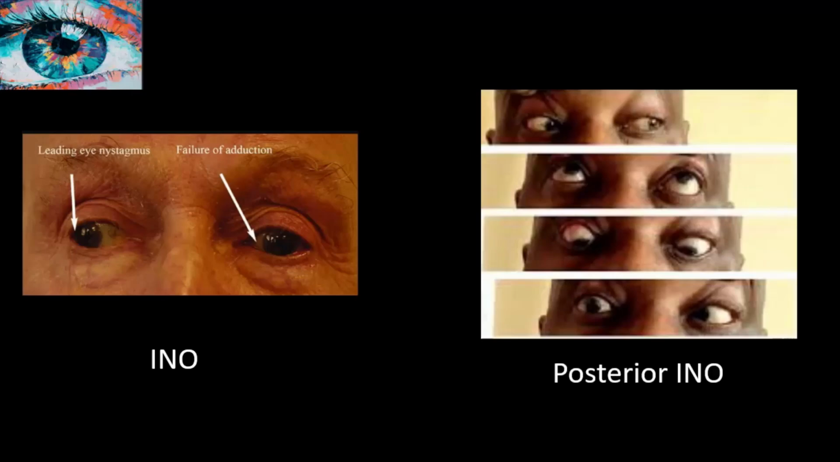And this is a case of posterior INO. Posterior INO is exactly the opposite of anterior INO. The patient will have ipsilateral abduction restriction with contralateral eye adduction nystagmus. And whenever INO is there, please look for convergence also, whether convergence is intact or not. If convergence is not intact, then the lesion is in the midbrain. If convergence is intact, then the lesion is in the pons.